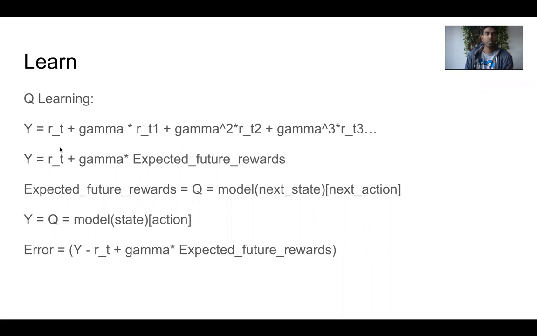What we're trying to calculate is the expected future rewards. The way that we do that is the current reward plus gamma times the reward one step ahead, gamma squared times the reward two steps ahead, and so on. Actually, I should be saying discounted future rewards. In other words, this line can be replaced by saying y equals r_t plus gamma times the expected future rewards at time t plus one. I didn't quite specify that here, but it's at time t plus one. And the expected future reward is what you calculate using your Q function, or your Q model, which at time t plus one takes the next state and the next given action.